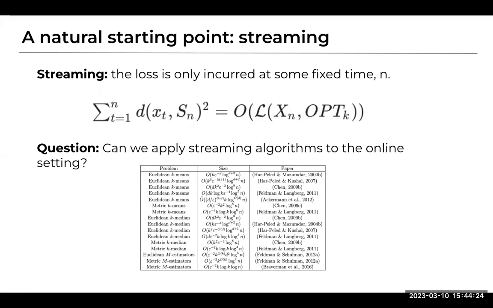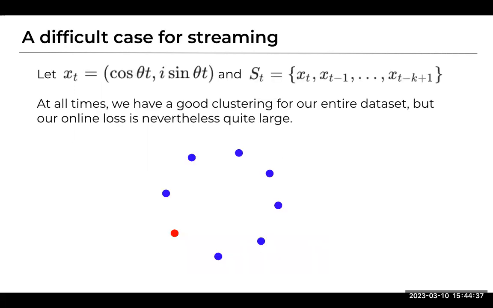It's possible that one of these like 200 algorithms would do well in the online setting. But what I do know is there's no direct reduction. There exist streaming algorithms that are not going to do well in the online setting. To see that, just consider a very simple toy example.